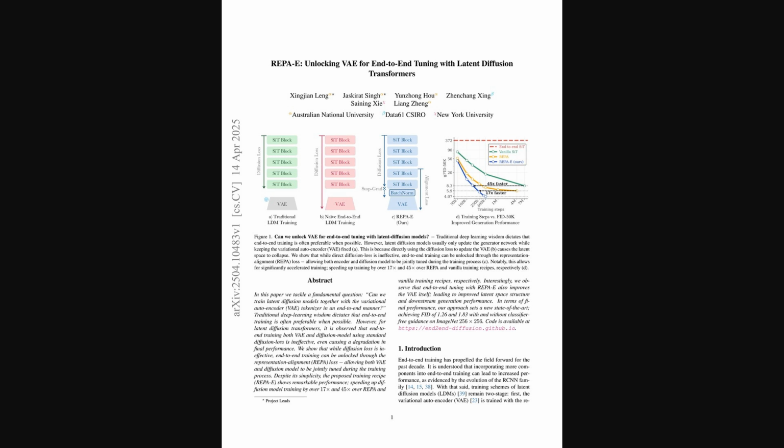I'm your host Alex, and today we're diving into a really interesting paper called REPA-E, Unlocking VAE for End-to-End Tuning with Latent Diffusion Transformers. So the big question here is, can you train a latent diffusion model and its VAE tokenizer together, end-to-end? Usually that doesn't work well, but this paper shows it can be done effectively using something called representation alignment loss, or REPA loss. And the results look pretty impressive, significantly speeding up training and even improving the final image generation quality.